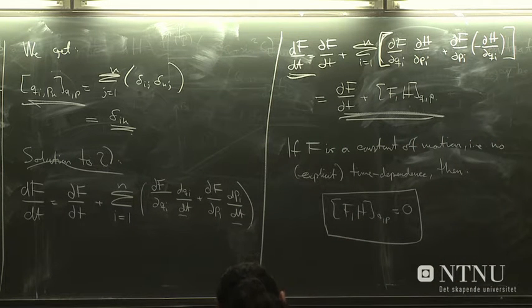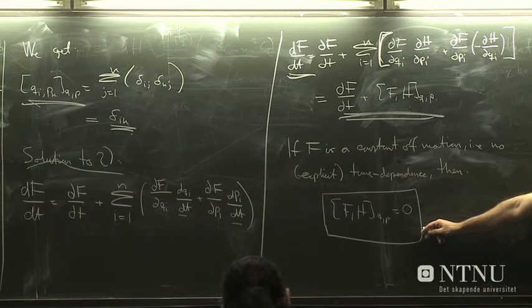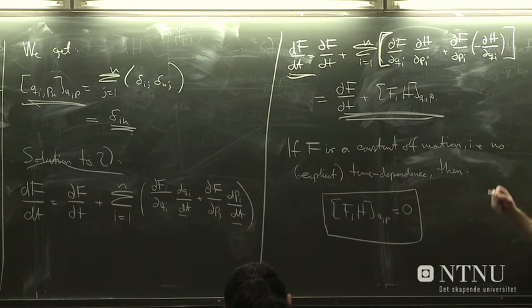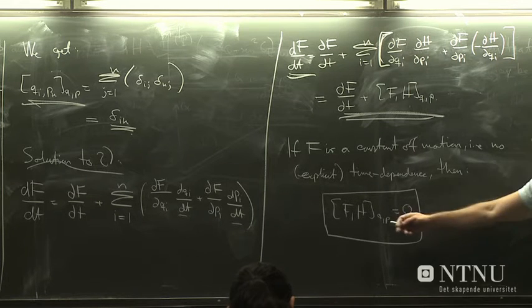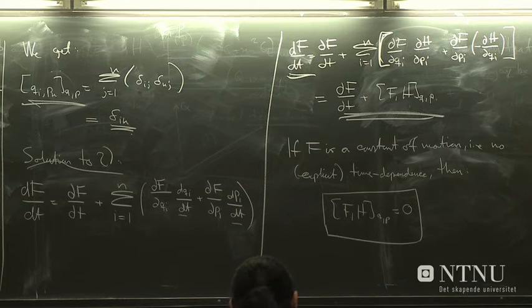So this is actually a condition for f to be a constant of motion. So for any quantity f, we can compute the Poisson bracket with a Hamiltonian and then immediately identify whether or not it's a constant.